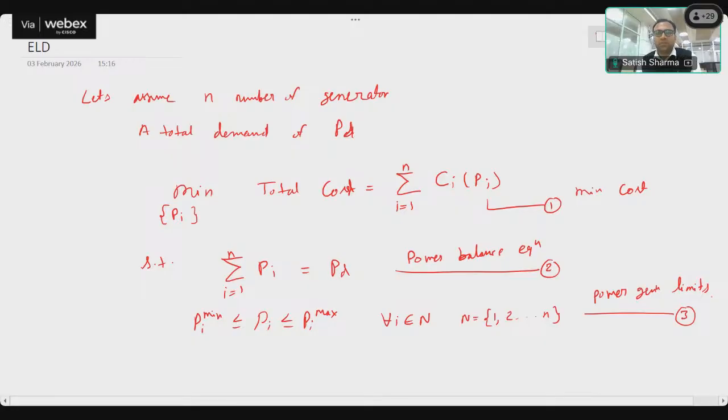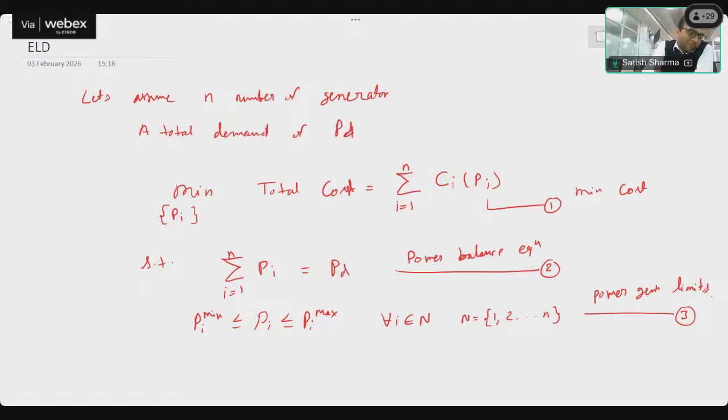Can somebody tell me, if there are 10 generators, how many power balance equations I will have, and how many inequality constraints I will have for 10 generators? You can type your answers. Yes, the answer is one power balance equation and 20 inequality constraints.